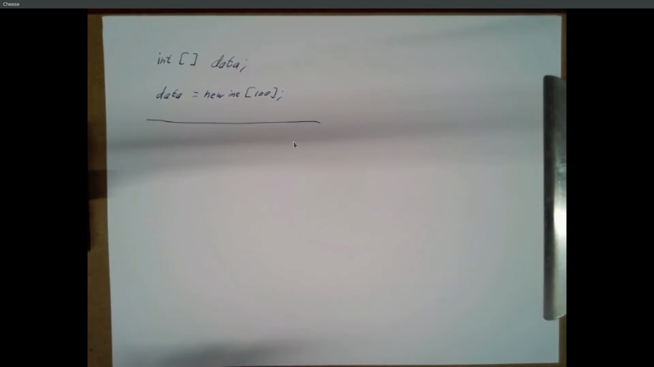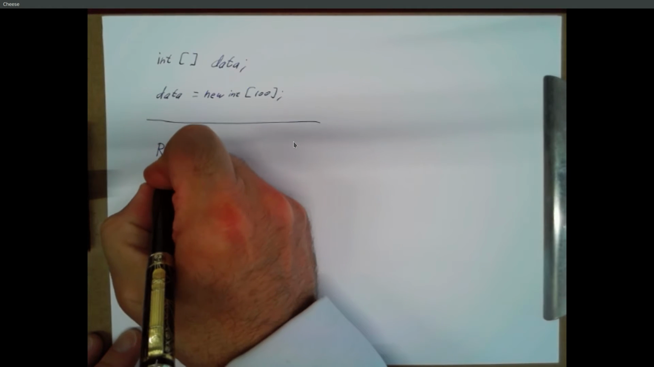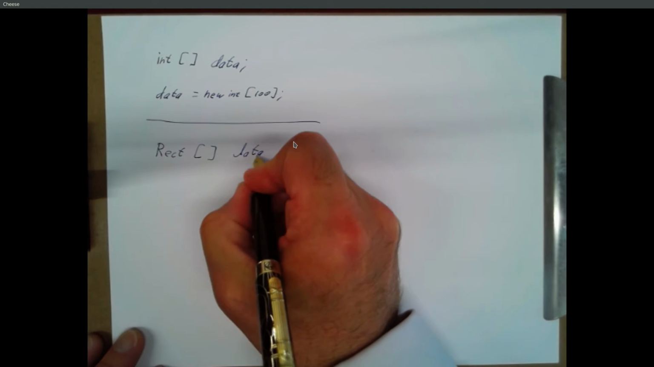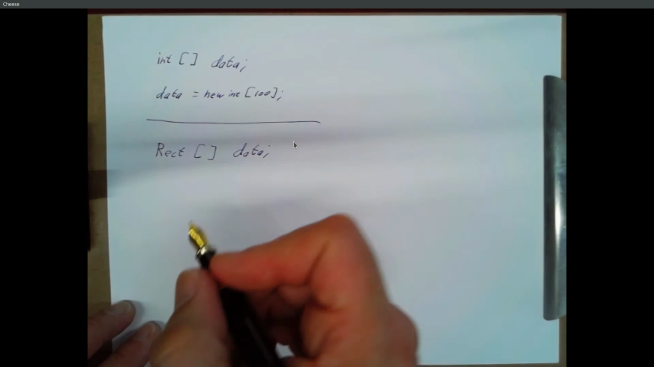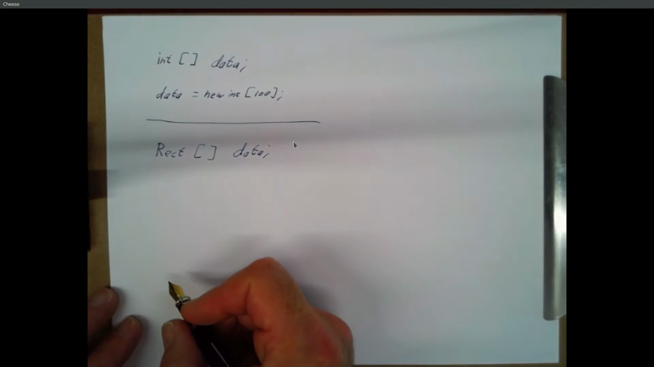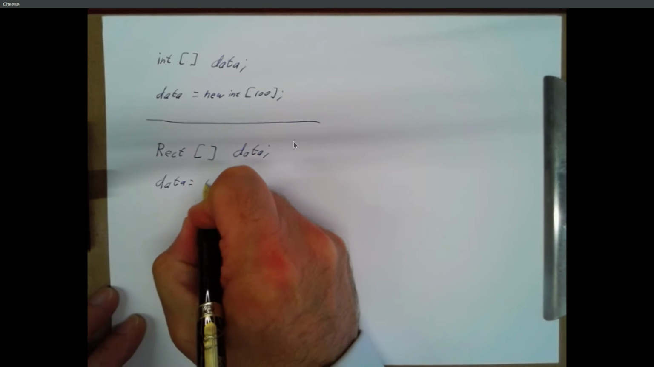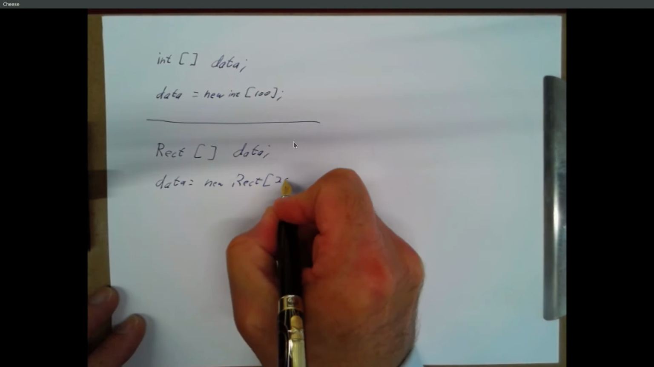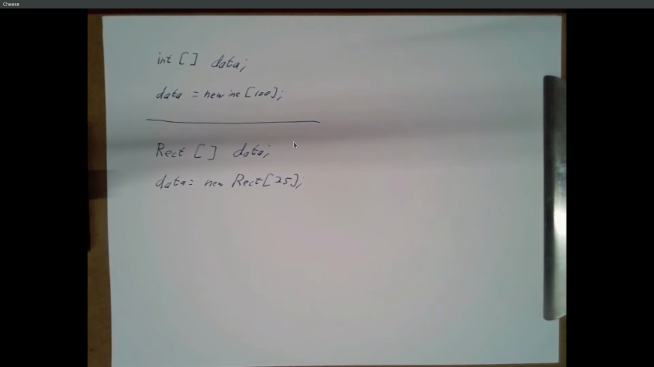But if you have something that's not a primitive type, if you have an actual object like rectangles, alright, so that's an array of rectangles. We can't use data bracket 0 yet because we haven't allocated space for this, so data equals new rectangle. So now data is an array of 25 rectangles, but those rectangles are still null.